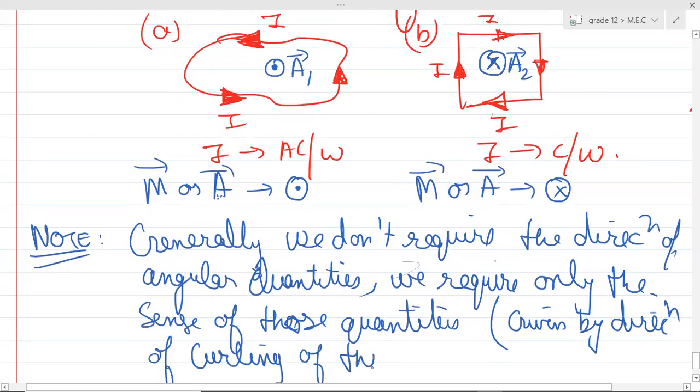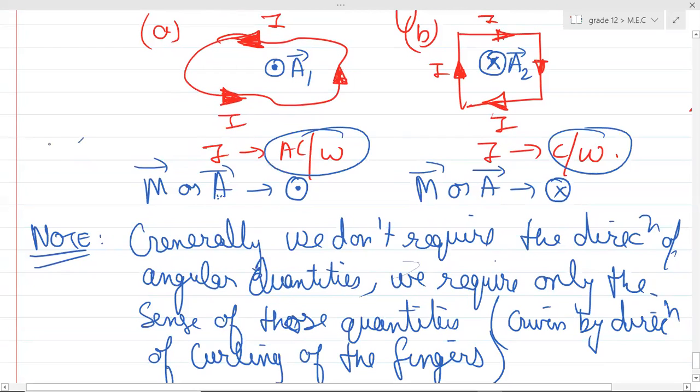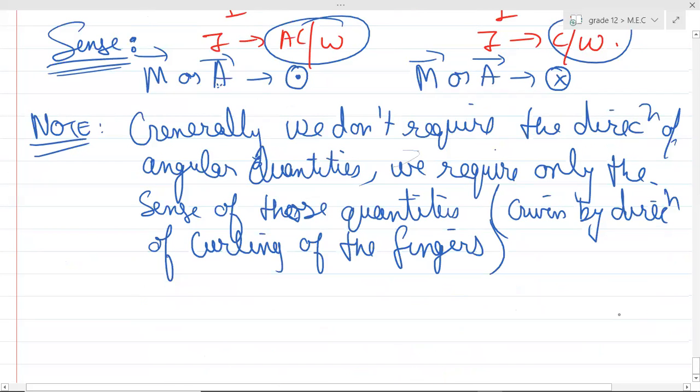of the fingers. Whenever in A cross B you curl your fingers, see where your fingers are curling. Are they curling in the clockwise direction or the anti-clockwise direction? That gives you the sense. Please remember, whenever someone asks the sense of any angular quantity, that implies anti-clockwise or clockwise. Yes or no? Okay, so I think this is pretty much clear to everyone. Now we'll do the special cases of this, and we'll end the class after this.